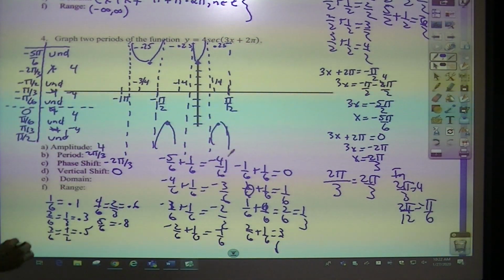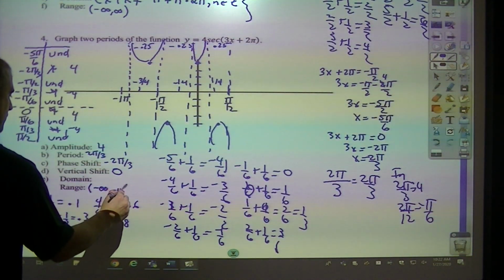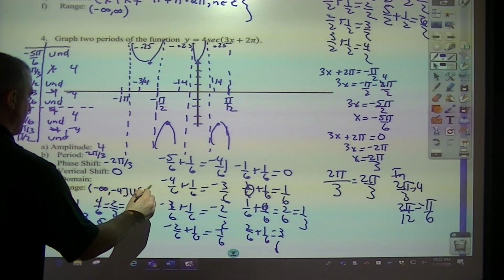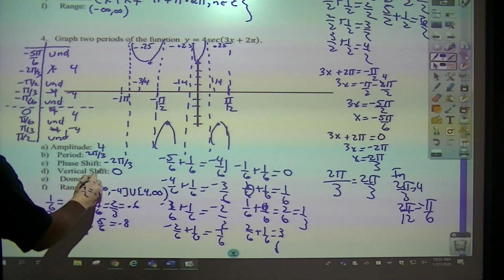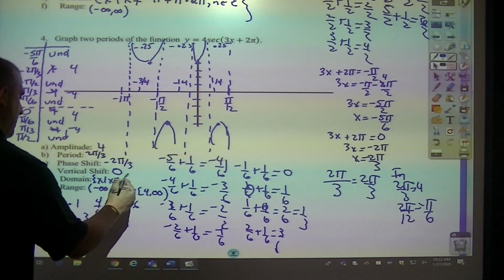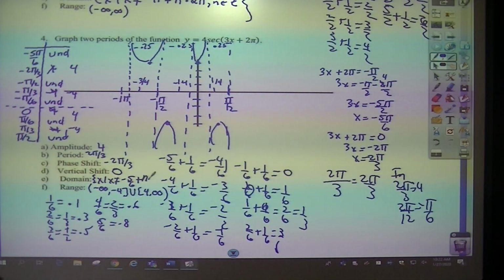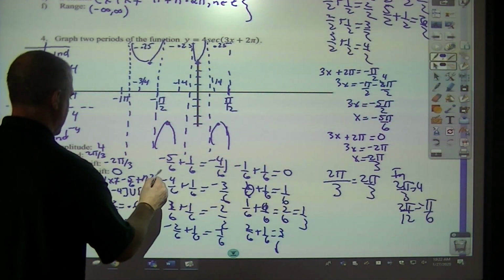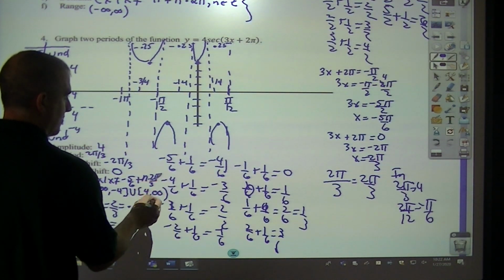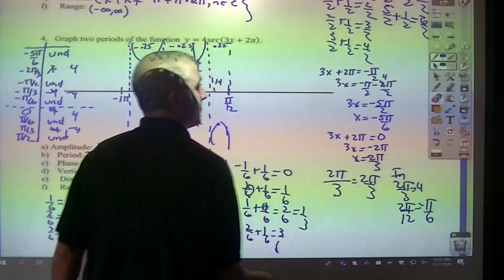So my range goes from negative infinity to negative 4, union 4 to infinity. Now my domain will be all x such that x can't be my first asymptote, which was negative 5/6, plus n times my period. My period here, let's find that, was pi over 3 divided by 2, which would be like pi over 6, or 2 pi over 6. Let me clear this out. Hold on.